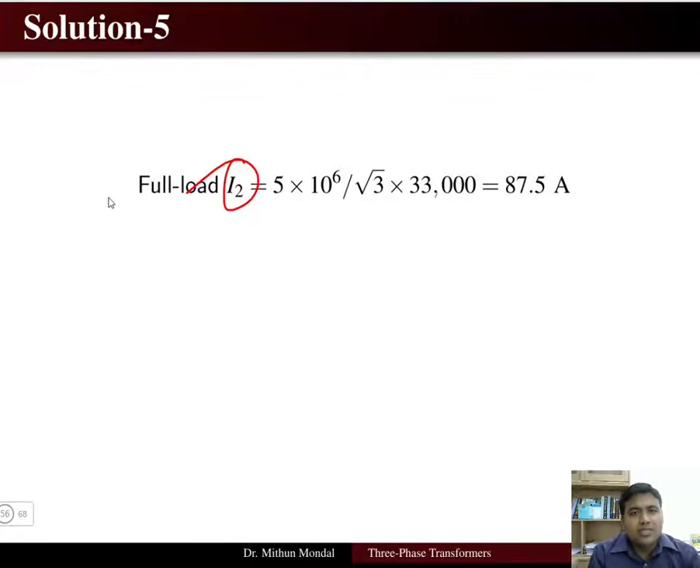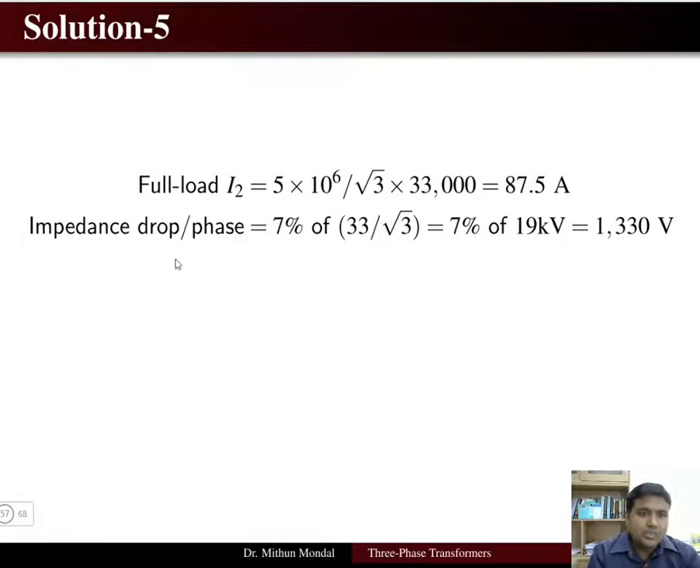So with the given load conditions, we have been given 5 kilowatts, so 5 into 10 to the power 6 divided by root 3 into the voltage VL. So that gives you 7.5 ampere.